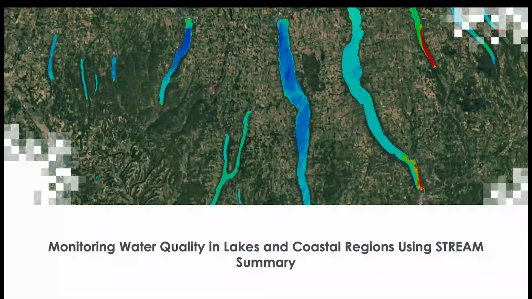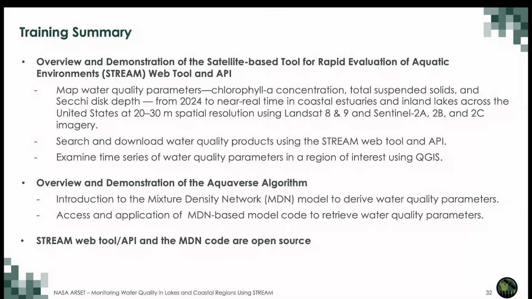This brings us to the conclusion of this webinar series. To summarize, we started with an overview and demonstration of the satellite-based tool for rapid evaluation of aquatic environments, or STREAM, web tool and API in part 1. We saw how to map water quality parameters including chlorophyll A concentration, total suspended solids, and Secchi disk depth. The data are available from 2024 to near real time in coastal estuaries and inland lakes across the US at 20 to 30 meter spatial resolution, and these data are derived from Landsat 8 and 9 and Sentinel 2A, 2B, and 2C imagery.